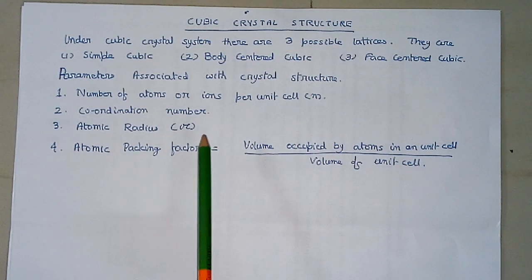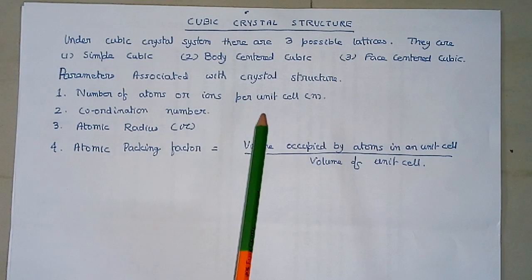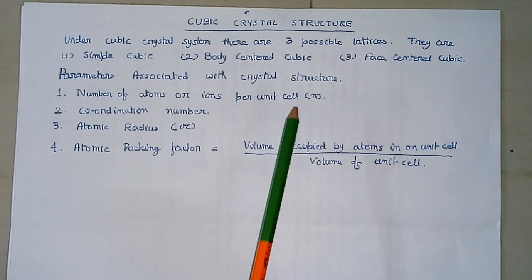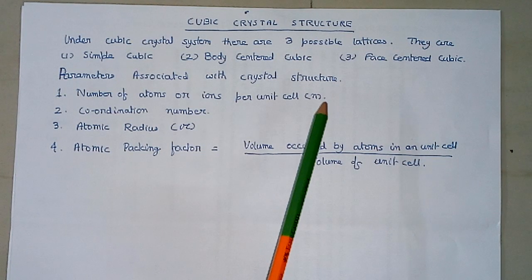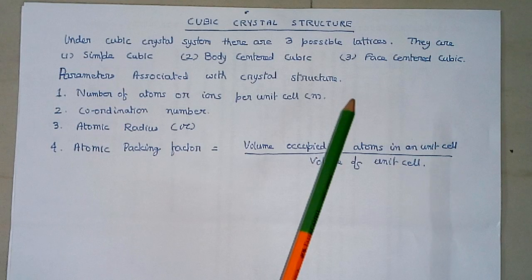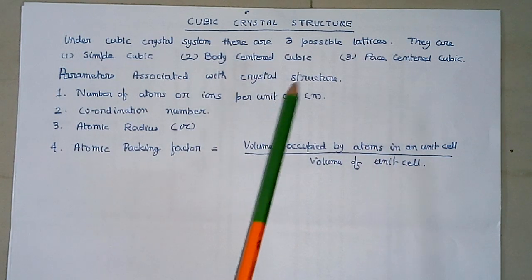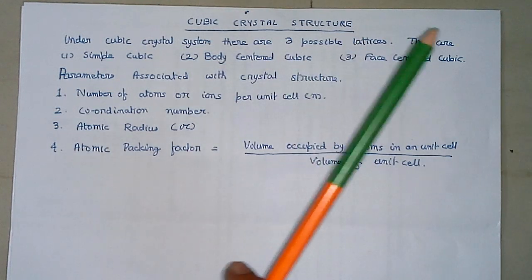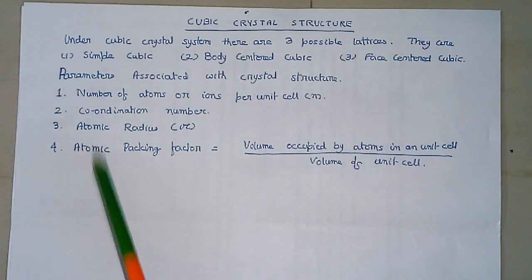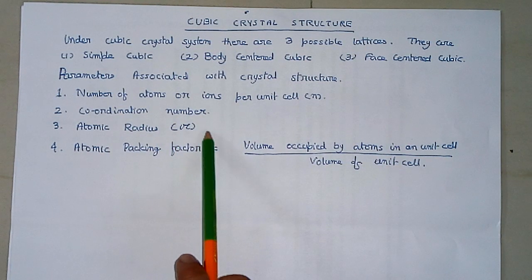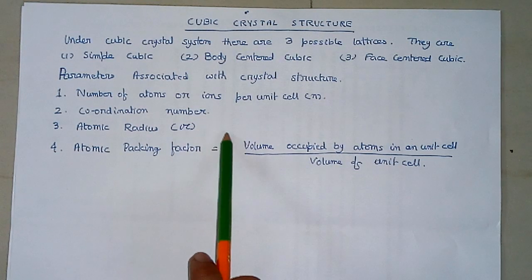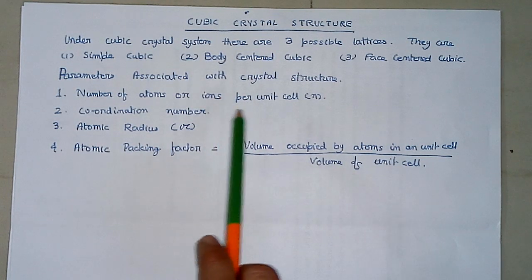Then we will calculate the coordination number. Under coordination number, we will calculate the number of nearest neighbors of a particular atom or ion. Then we will calculate the atomic radius r. So what is this atomic radius r? That is the radius of the atom.